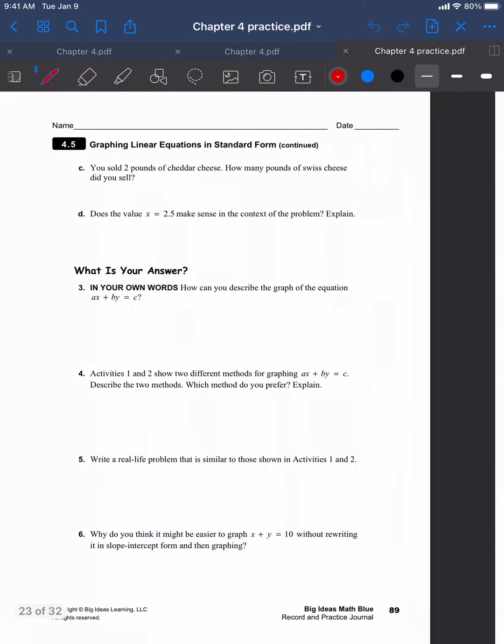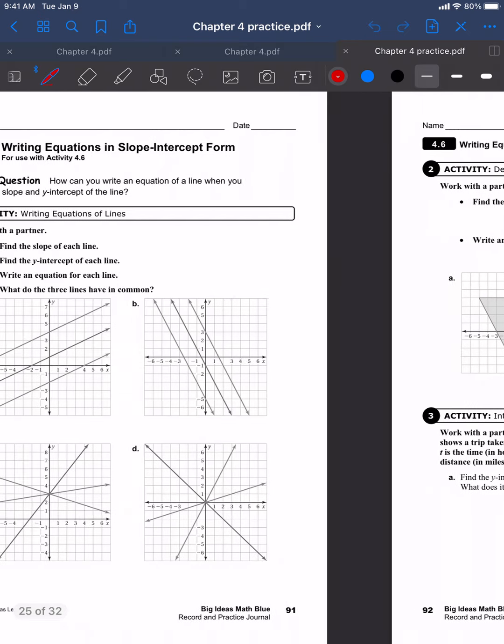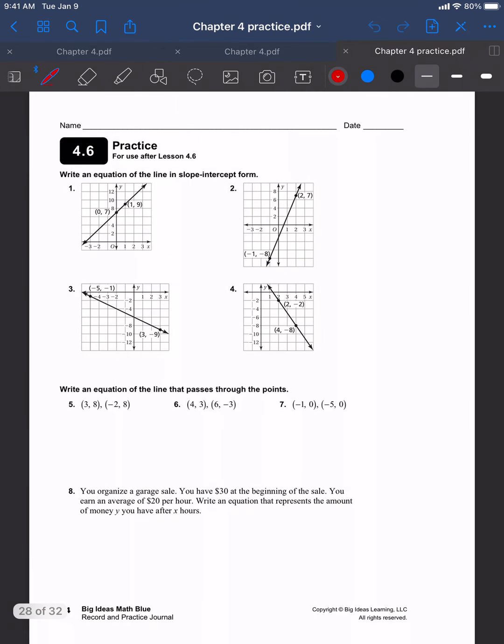Let's see here. Almost there. No, that's the activity. Here it is.